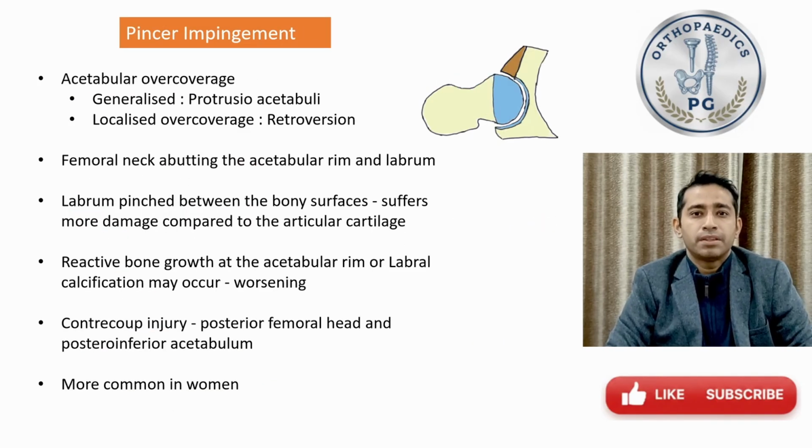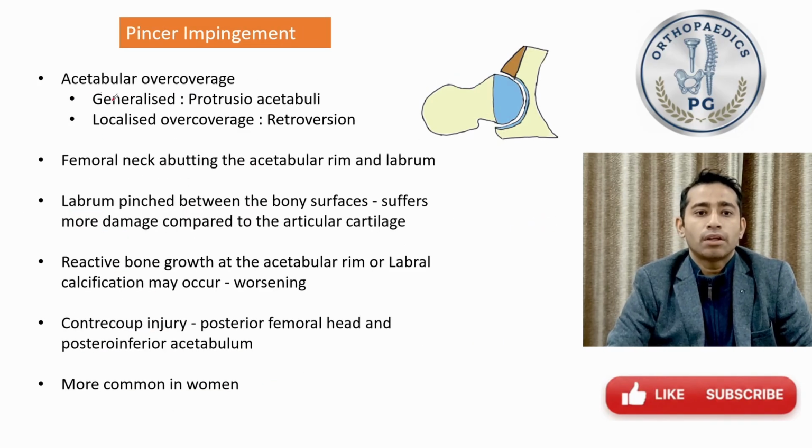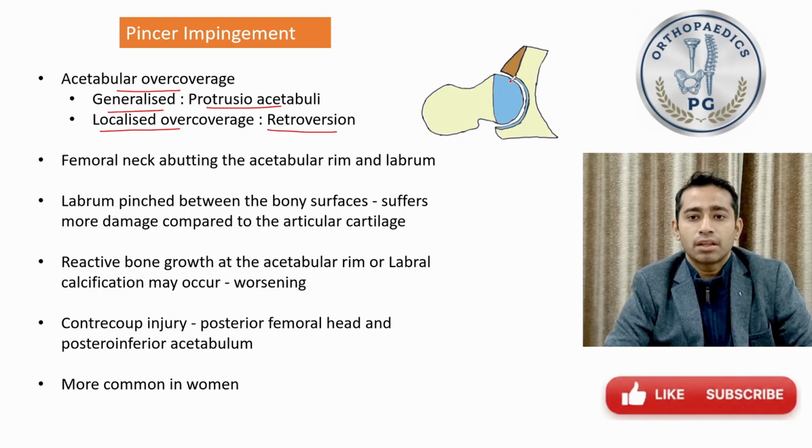Coming to pincer type impingement, as we saw, this is due to acetabular over coverage, which can be generalized as in a protrusio acetabuli or a localized over coverage as in retroversion. Now what happens when there is an increased coverage of the acetabulum? The femoral neck abuts against the acetabular rim and the labrum. So there is an over coverage.